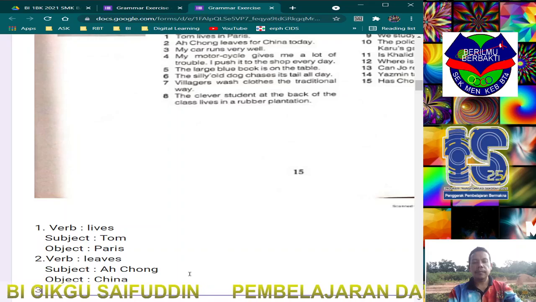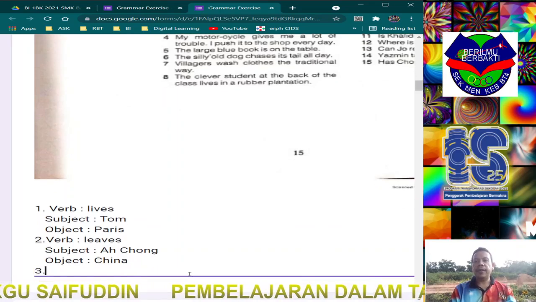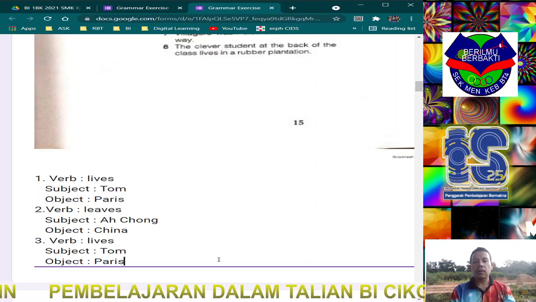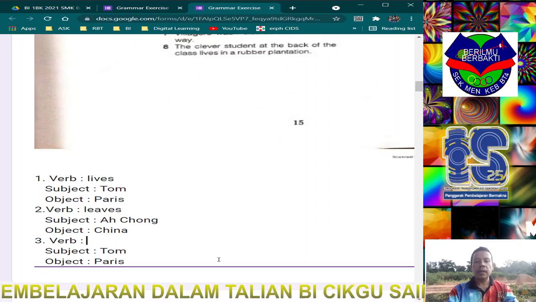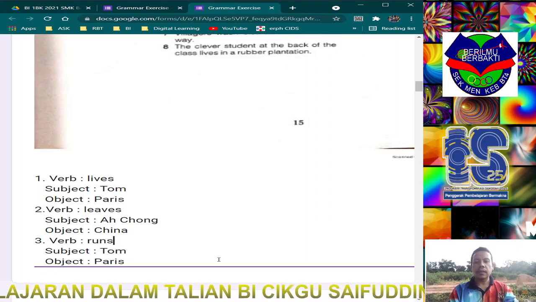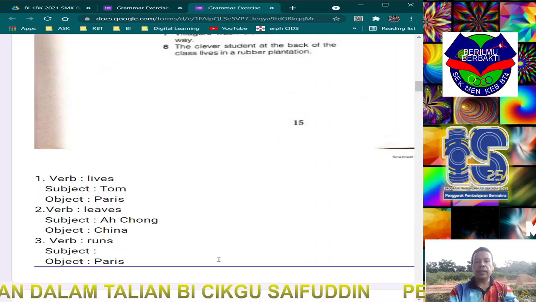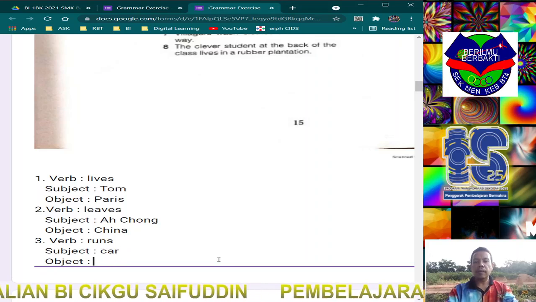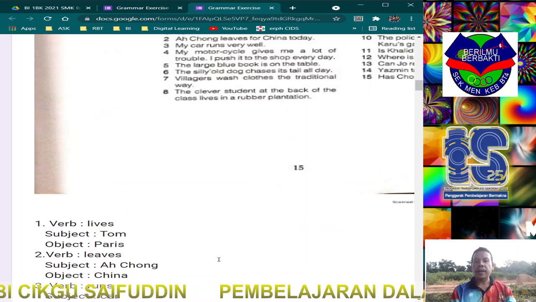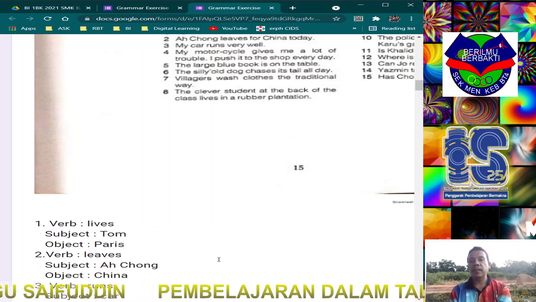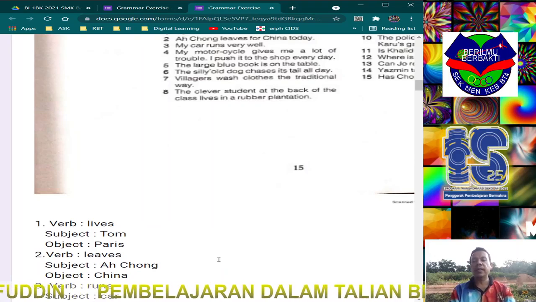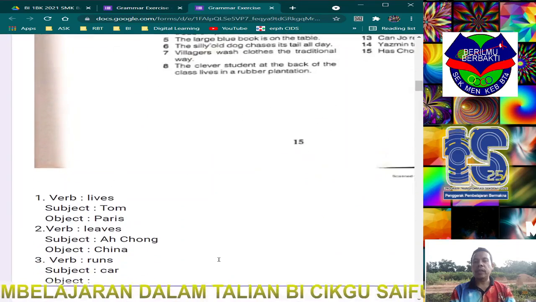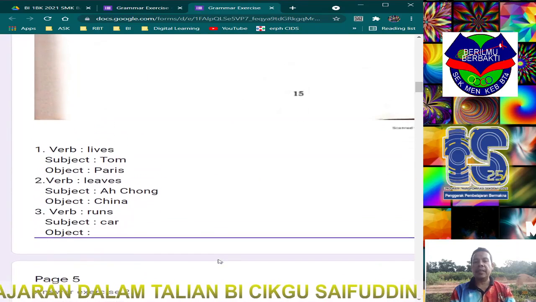Okay, number 3. My car runs very well. Okay, my car runs very well. Jadi, kata kerja dia, verb dia ialah runs. Subjek dia ialah car. Objek dia ialah, ada objek kan? My car runs very well. Very well tu adalah adverb. Okay, dia memperincikan lagi, menerangkan lagi tentang kata kerja runs tu. Okay, ada objek tak? Objek if possible, jika ada. Jika tak ada, tak payah isi. Tidak ada objek kat sini.